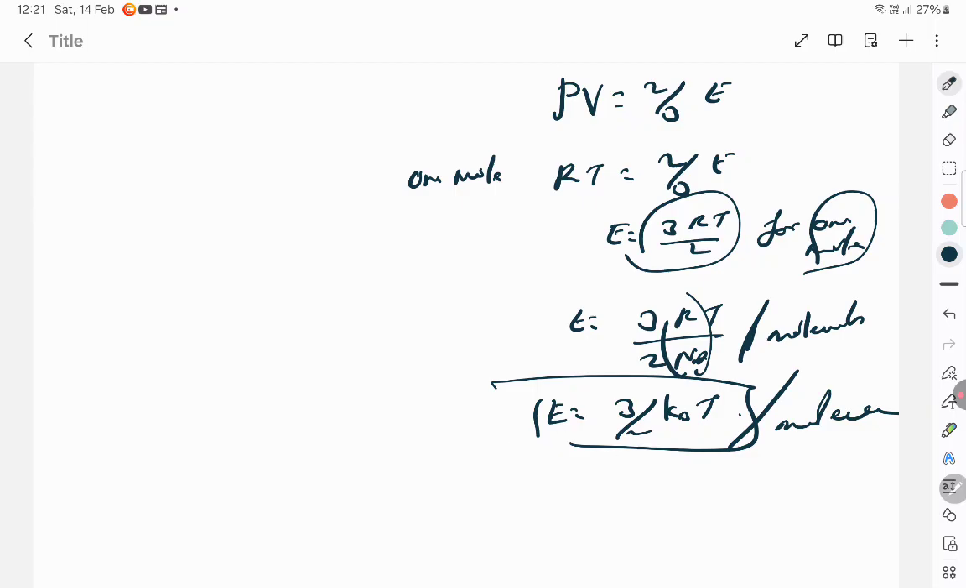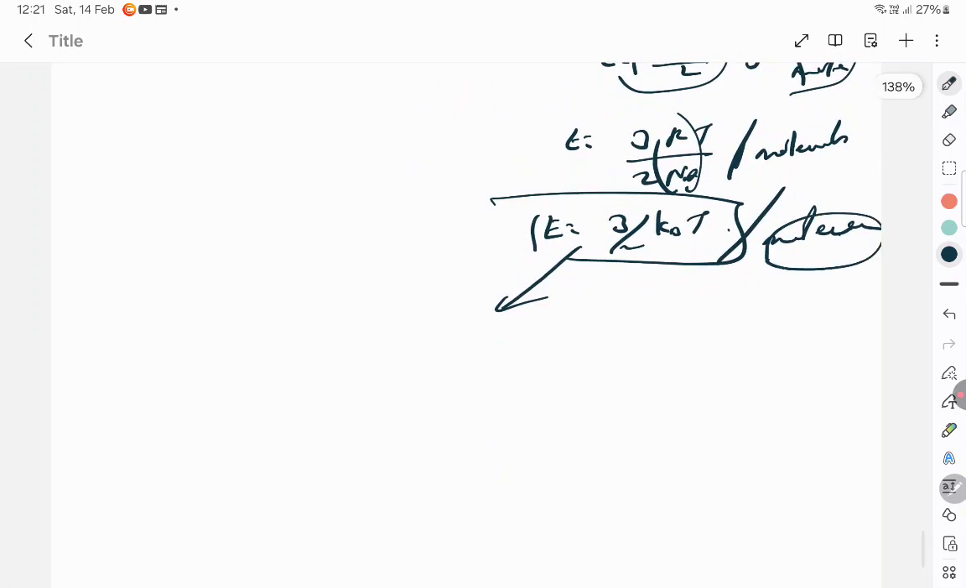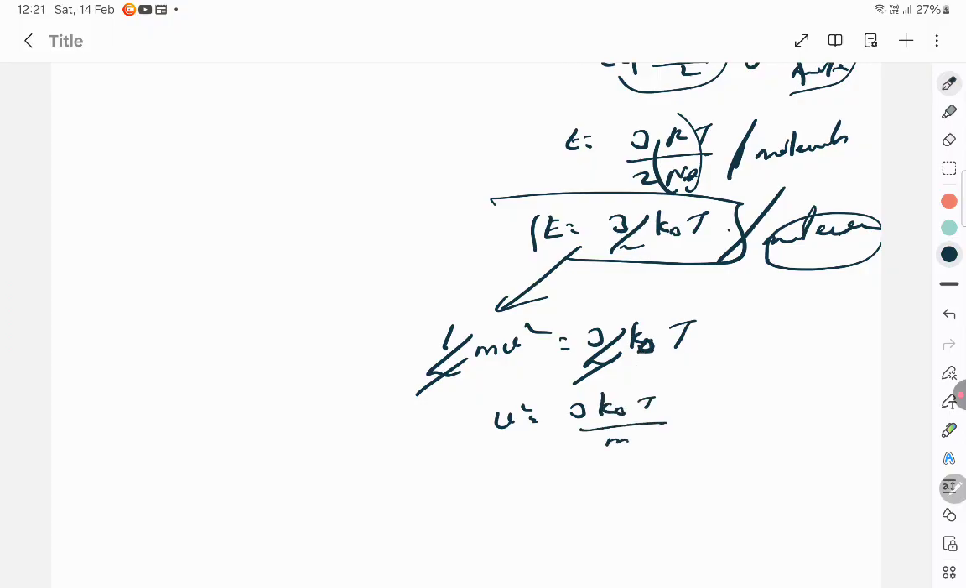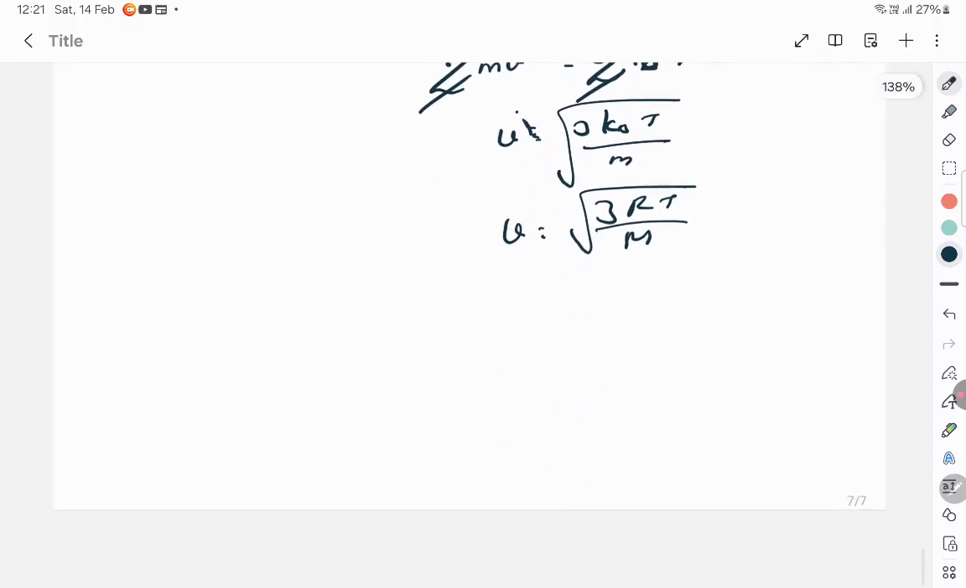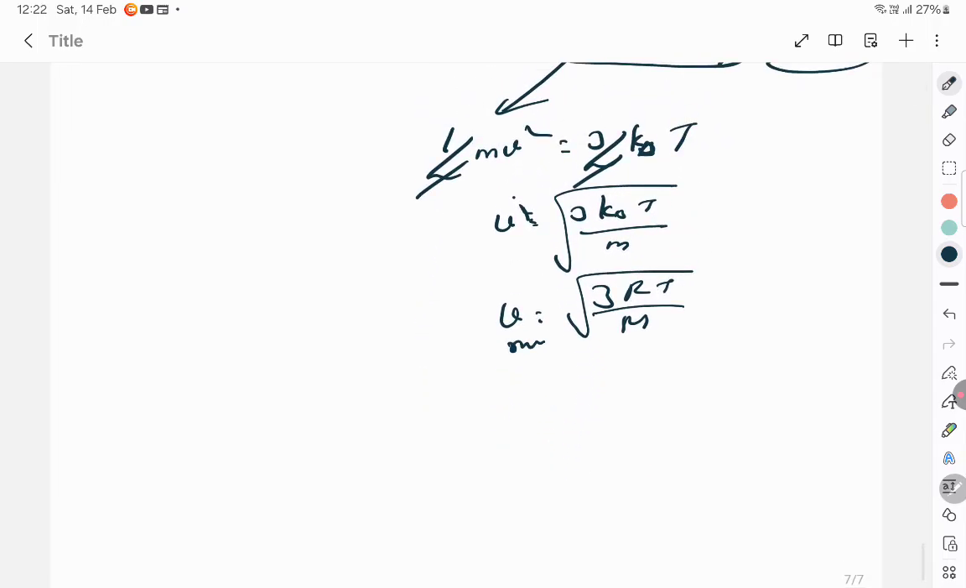Once you get this, you can take this formula and write energy. This is for 1 molecule, so energy can be half mv square, small m, is equal to 3 by 2 kBT. 2 and 2 get cancelled. So v square is equal to 3 kBT by small m. V therefore is root of 3 kBT by small m. When kB comes, there should be unit molecule, so small m will come. But if I replace this for 1 mole, it is 3 RT by capital M. Are you clear? So this is called RMS velocity.